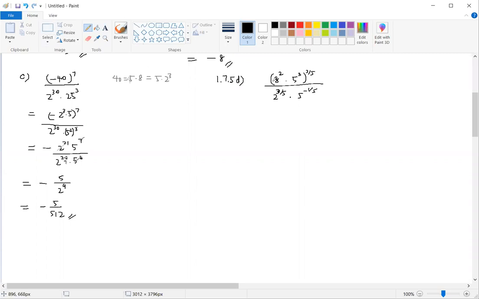Okay, so I hope you recognize they are all powers of 2s and 5s. Let's write them in terms of 2s and 5s first. So this is a 2 cubed. This is the 8 first. 8 squared.